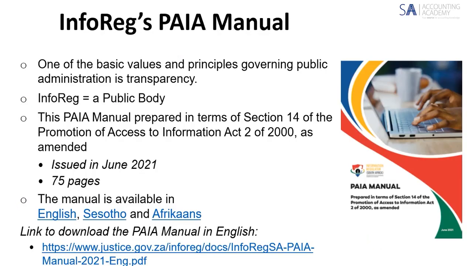The Info Regulator's PAIA manual is basically transparency, as they say in the manual. Transparency is one of the basic values and principles that govern public administration. And because the Information Regulator is a public body, they've had to prepare a manual in terms of Section 14 of PAIA. You'll hear people talking about a Section 14 manual. When they talk about a Section 14 manual, that is a public body's manual. When they talk about a Section 51 manual, that is a private body's manual.